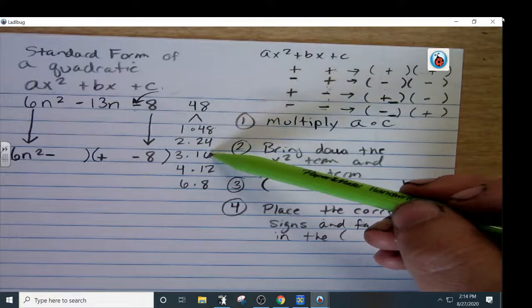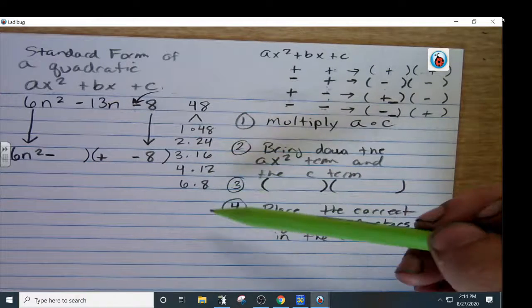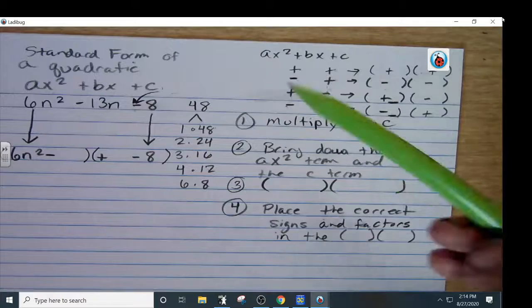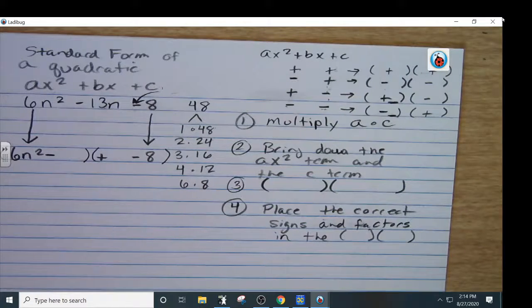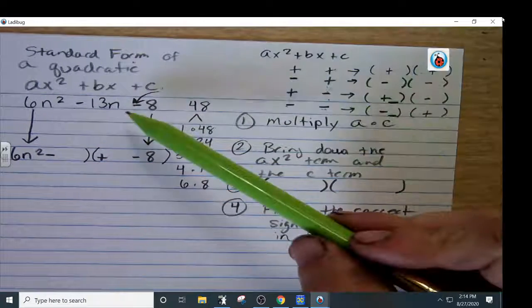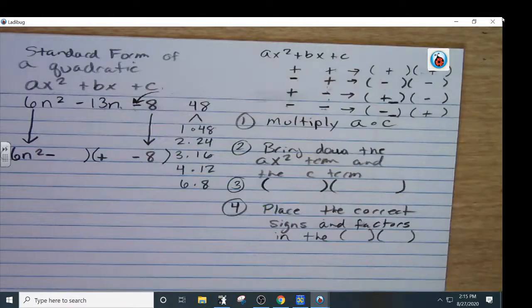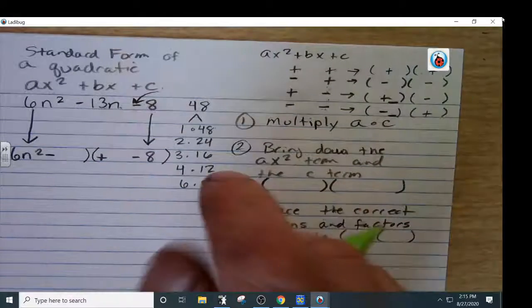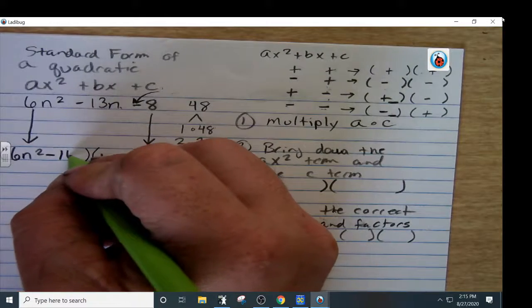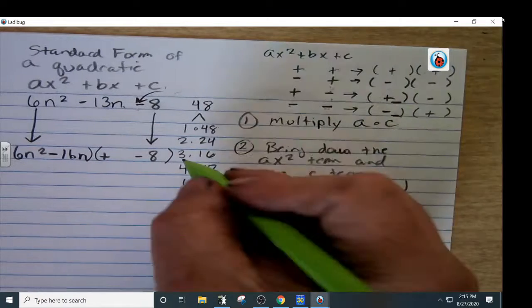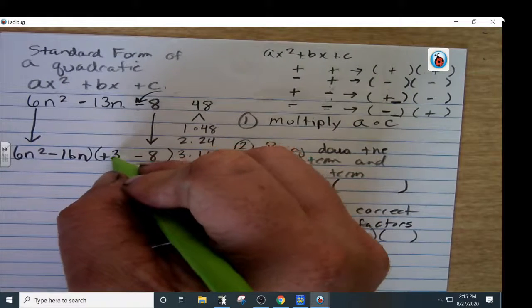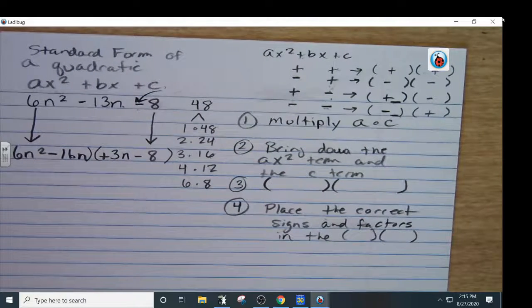Now, looking at these sets of numbers, which one will add or subtract to give me my B term, which is negative 13? 3 and 16. All right, so here's what you're going to do. You see this variable right here? You're going to put that with it, but you're going to put your biggest number here, put your variable with it. You're going to put your other number here with the variable.